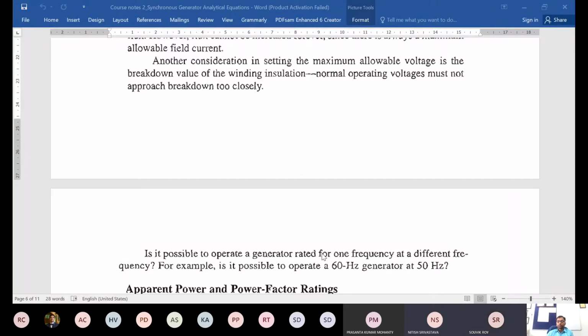Anyone? Sir, is the question whether we can operate a 60 Hertz generator in a 50 Hertz system? Correct. We can use HVDC for that. No, don't scare people with these terms. That is a transmission technology, right? We are not going into transmission system, sir. We are just talking about the generator.